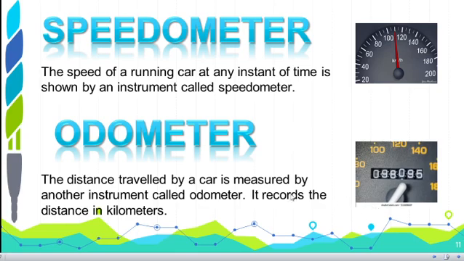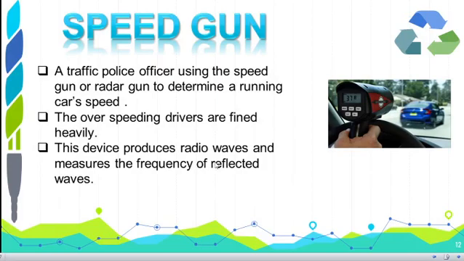For example, the speed gun. A traffic police officer uses a speed gun or radar gun to determine a running car's speed. Suppose the car is moving very fast. This is a speed gun. When we switch on this speed gun, it produces radio waves. These radio waves quickly go and fall on the particular vehicle and return back to the speed gun, so that it is easily observed how much speed the car is moving. So it can find out the car's speed.